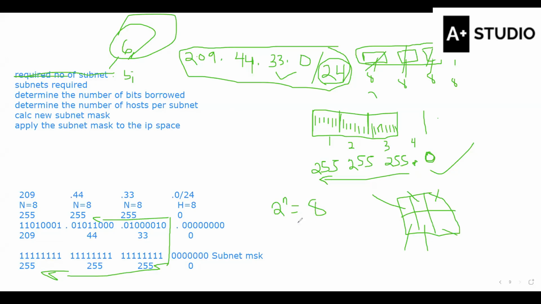And always, 2 to the power N must be greater than the subnet. Otherwise, we won't get our broadcast and our network address from that particular subnetwork. So out of this particular network, it says we have 6 subnetworks. So X is a subnet, because it says we have 6 subnets. And I said the formula is 2 to the power N.